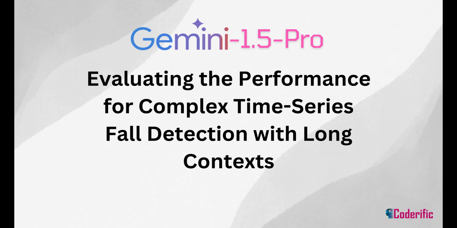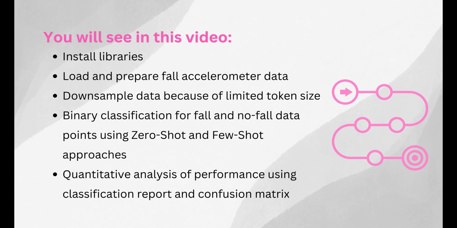In this video we will explore how the Gemini 1.5 Pro model handles fall detection using the SmartFall dataset, which is a challenging time series accelerometer dataset. More specifically, we will evaluate the performance of the model in both zero-shot and few-shot setups to see how effectively it can classify fall versus no fall. Along the way, we will analyze accuracy, precision, and recall and compare their confusion matrices.